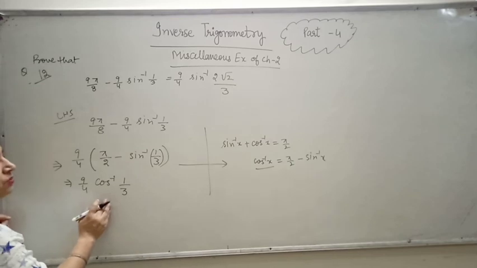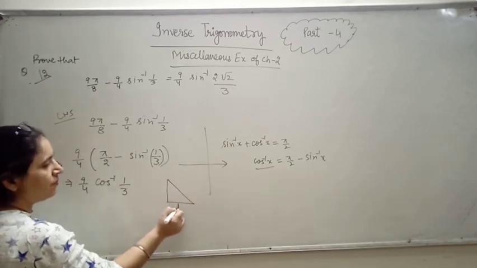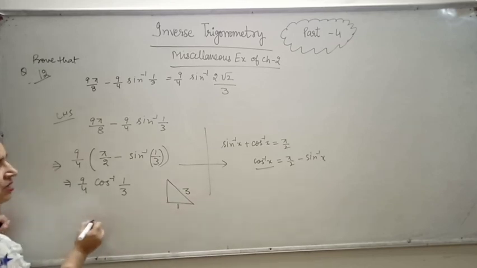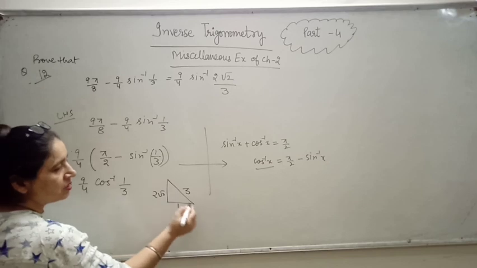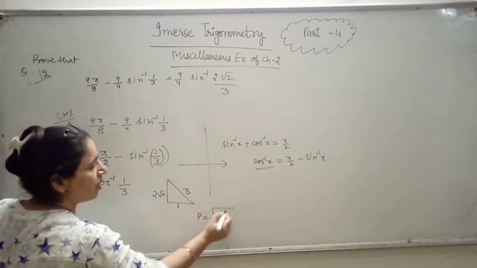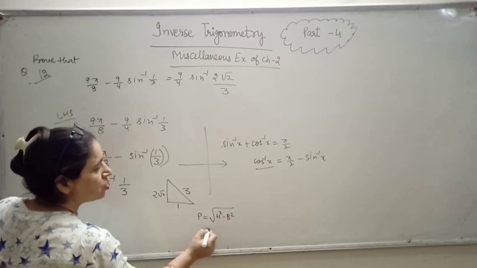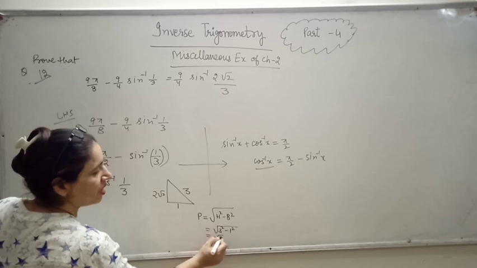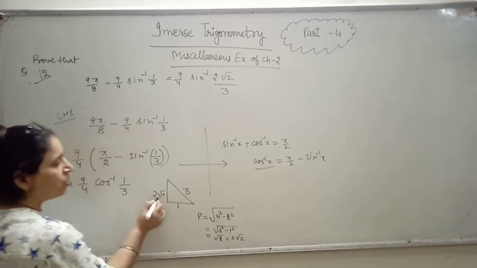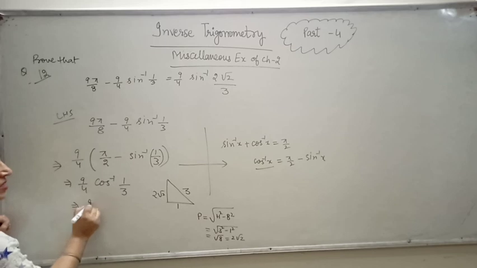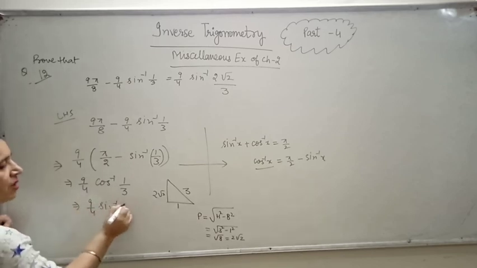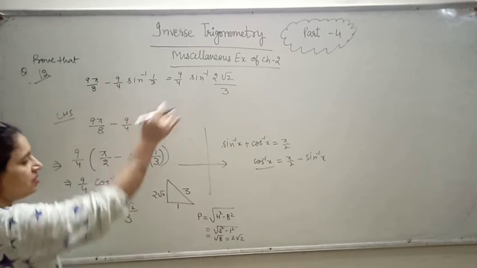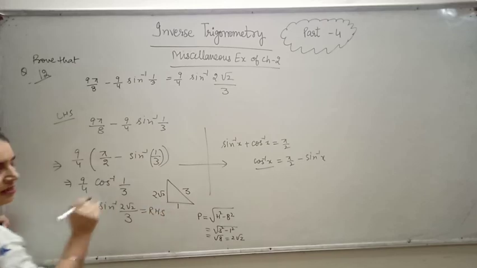So by applying the Pythagoras theorem, I know if this is 1 based upon hypotenuse, then by using Pythagoras theorem it will become 2 root 2, because this is perpendicular. Perpendicular is the square root of hypotenuse square minus base square. So it would be the square root of 3 square minus 1 square. 9 minus 1 is 8, and square root 8 is 2 root 2. So this implies 9 by 4 sine inverse of perpendicular, that is 2 root 2, upon hypotenuse, that is 3, and that is equal to your right hand side.